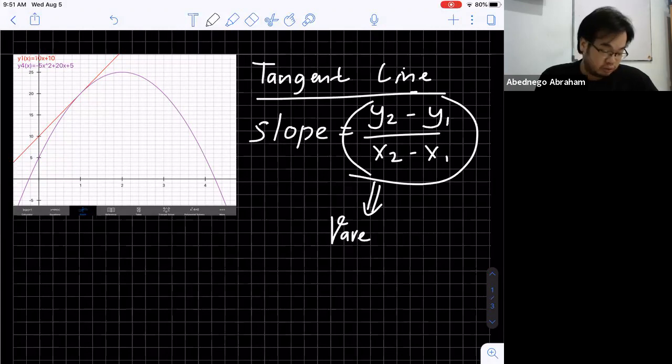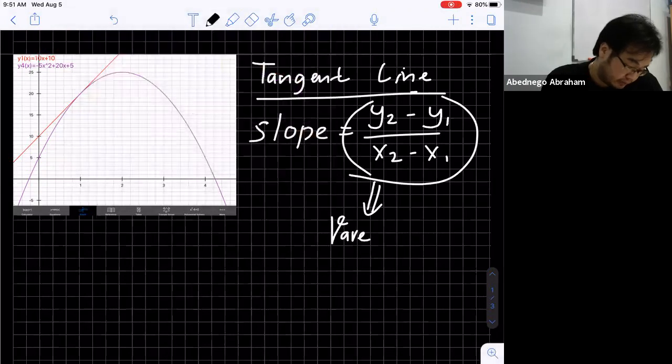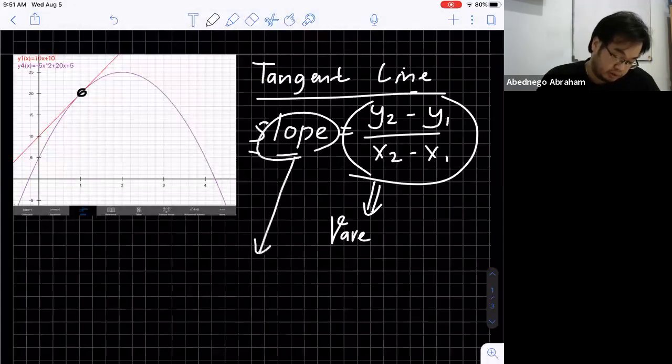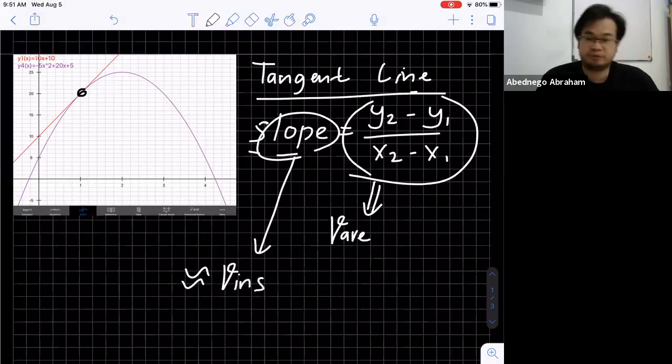Got it? So how do we estimate the derivative of a function if a graph is given? What you need to do is draw a tangent line at the particular point, here at x equals 1 or t equals 1. After you draw the tangent line, you calculate the slope, and the slope will be the approximation value of the instantaneous rate of change.